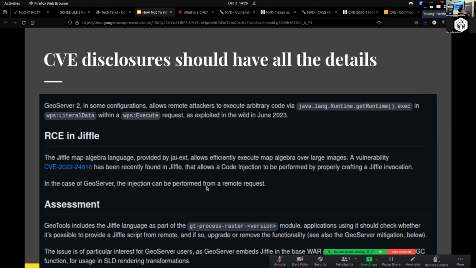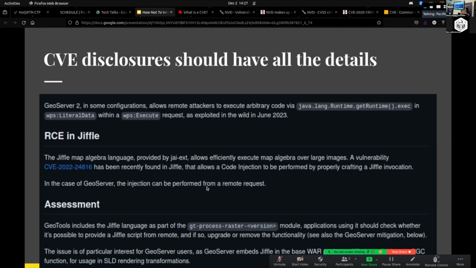Here's a perfect example. You have a summary at the top. You have explanation of what remote code execution is, how it applies to GIFL, the vulnerable program. You have an assessment down here, and it goes on. Basically, it's like you're reading a blog post from someone who really knows what they're doing.